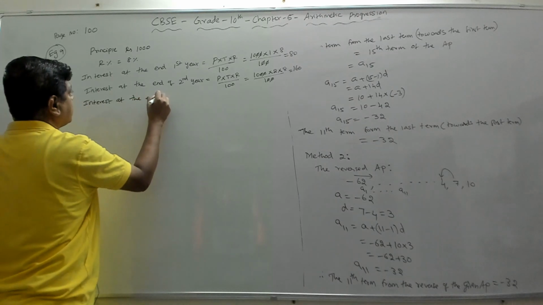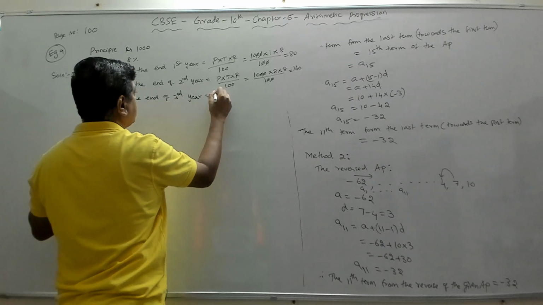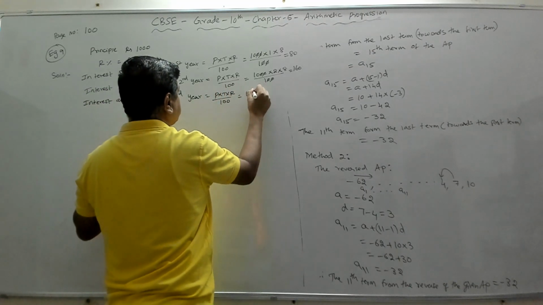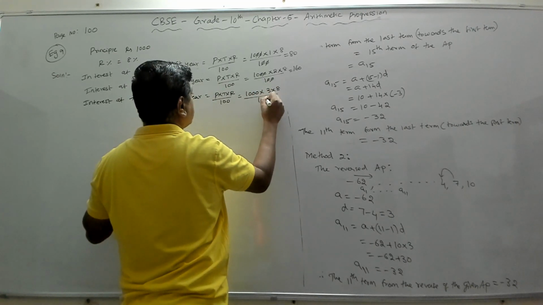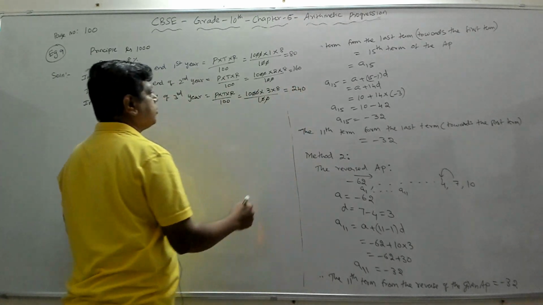Now again we'll calculate the interest at the end of third year. That will be equal to PTR by 100. That is equal to principal is 1000 into 3 years into 8 by 100. So 2 gone. So 24 times 10 is 240.